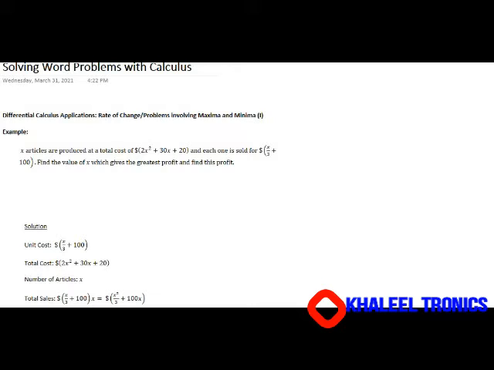So for this video we are going to look at a question which looks like a commercial question, where we were told that x articles are produced at a total cost of 2x squared plus 30x plus $20. So we can see that the total cost was given as a relation, a quadratic relation, and each one is sold for x over 3 plus $100. We're asked to find the value of x which gives the greatest profit and find this profit.